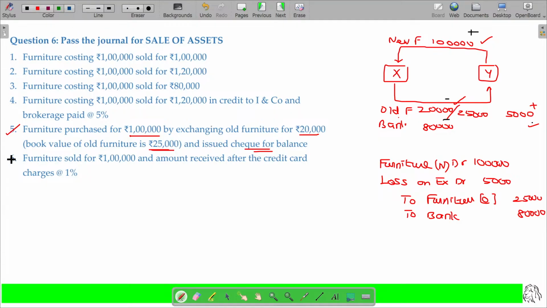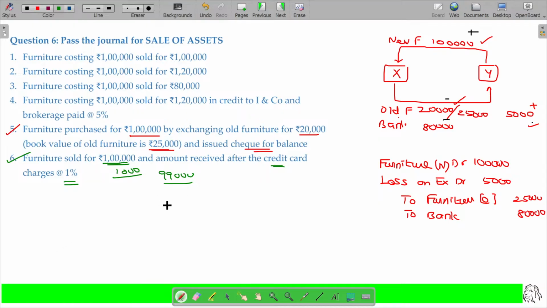Furniture sold for 1 lakh and amount received after credit card charges of 1%. We have sold our furniture for 1 lakh, but we received only after credit card charges of 1%. So 1% of this is 1,000, so we will be getting only 99,000. Clear? You can pass two entries, furniture sales as a separate entry and charges as a separate entry, or you can club them. Preferably you can club these two and pass the entry.